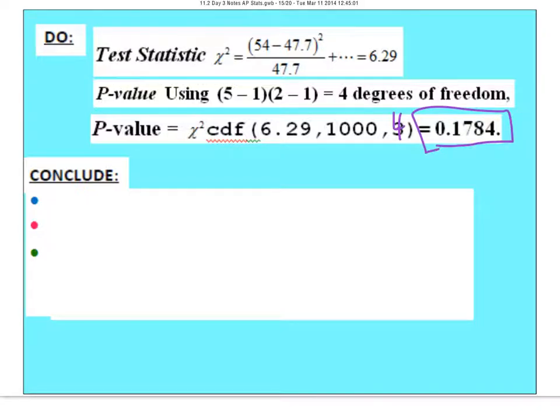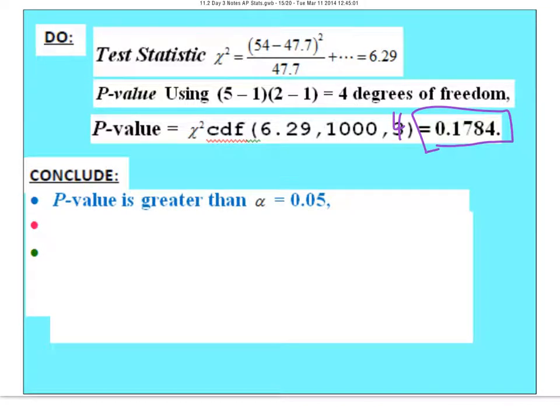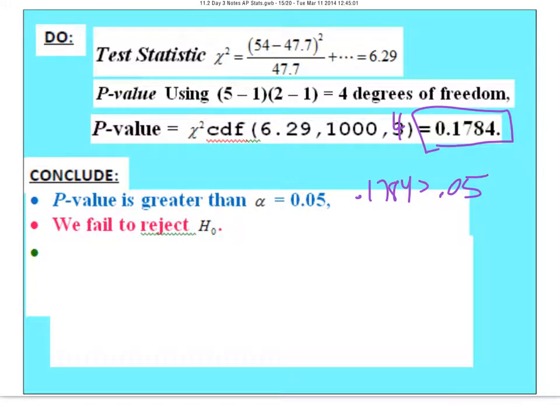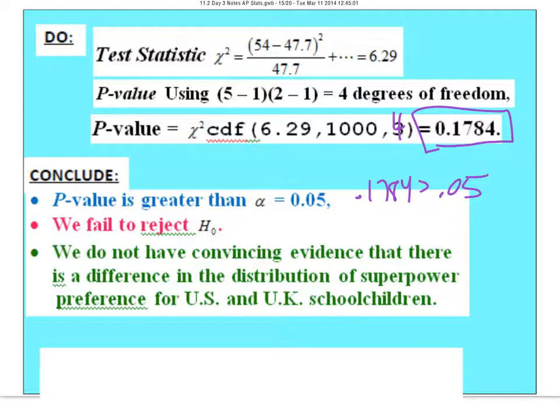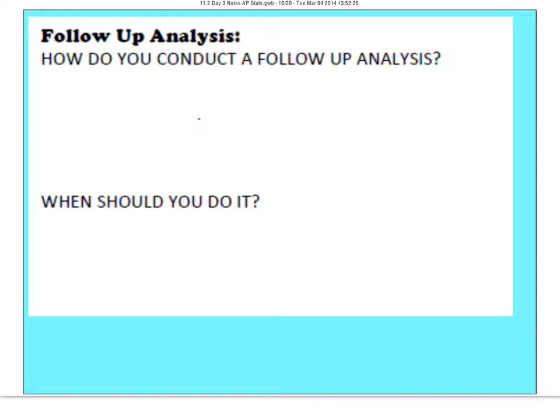Now let's go ahead and make our conclusion for this. Our p-value is greater than alpha, and I'm just going to write that down to double check that, to show the AP board I've compared it. Because of that, I'm going to fail to reject H sub O, and remember my conclusion would be that we do not have convincing evidence that there is a difference in the distribution of superpower preference for the US and the UK school children.